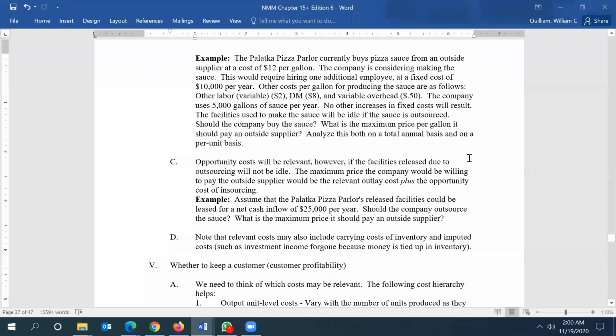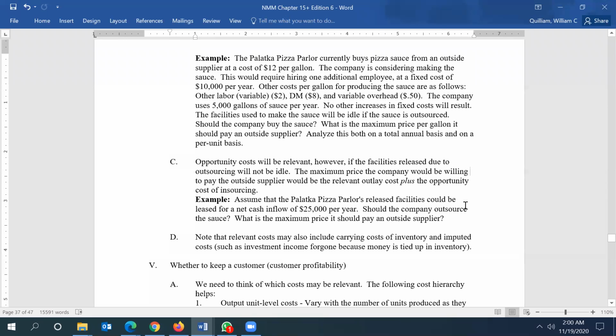Now let's consider an opportunity cost here in C. Opportunity costs will be relevant, however, if the facilities released due to outsourcing will not be idle. So these kitchen facilities that we no longer need to use because we're outsourcing, we can lease these to someone else for some revenue. So the maximum price the company would be willing to pay the outside supplier would be the relevant outlay cost plus the opportunity cost of insourcing.